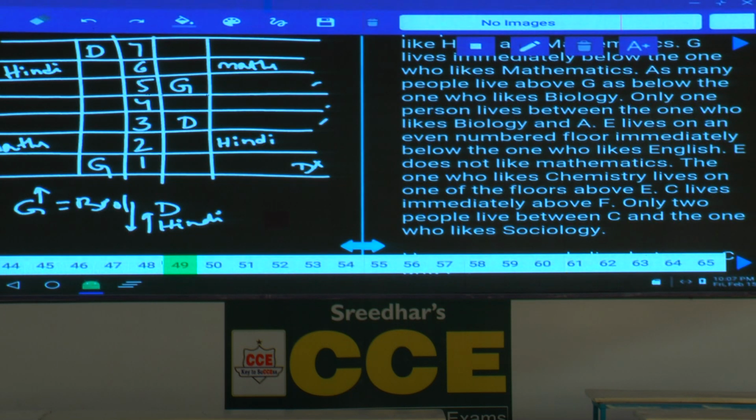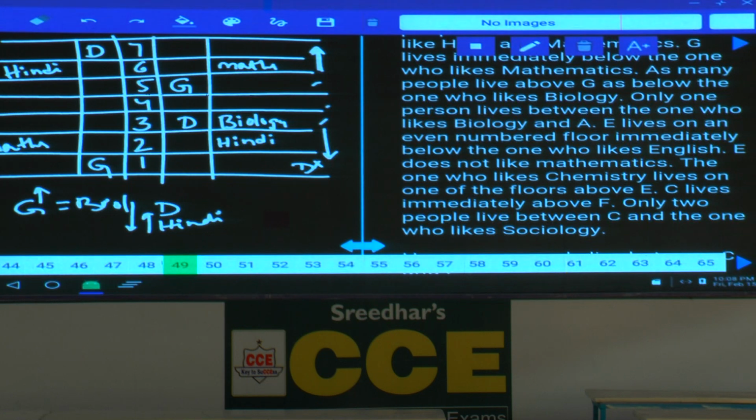Now here in the first case, how many persons are there above this G? 2 persons. As there are 2 persons staying above this G, there must be 2 persons staying below the person who likes biology. Hence biology must be on the 3rd floor. Are you following this one or not? Biology must be on the 3rd floor. See here, 2 persons above this G, 2 persons below the person who likes biology.